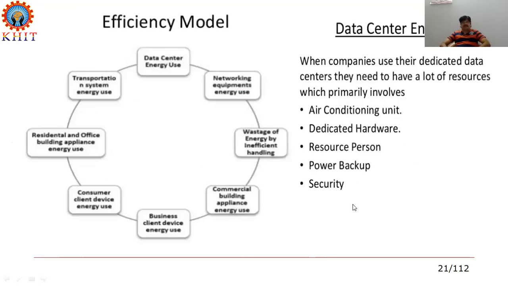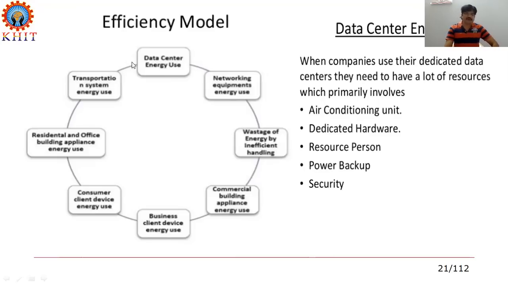Next, moving to another one, energy models. There are various energy models which are listed over here in a circular mode. The first one is data center energy use. What is a data center? Let us discuss. A data center is a collection of servers which are interconnected together. So for that, we need to spend a huge amount for maintaining the data centers in a hosted environment. When companies use their dedicated data centers, they need a lot of resources, which primarily involve the following.